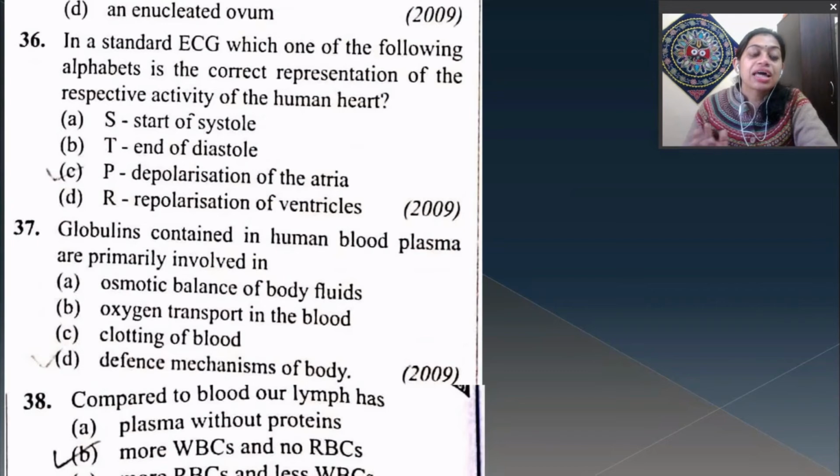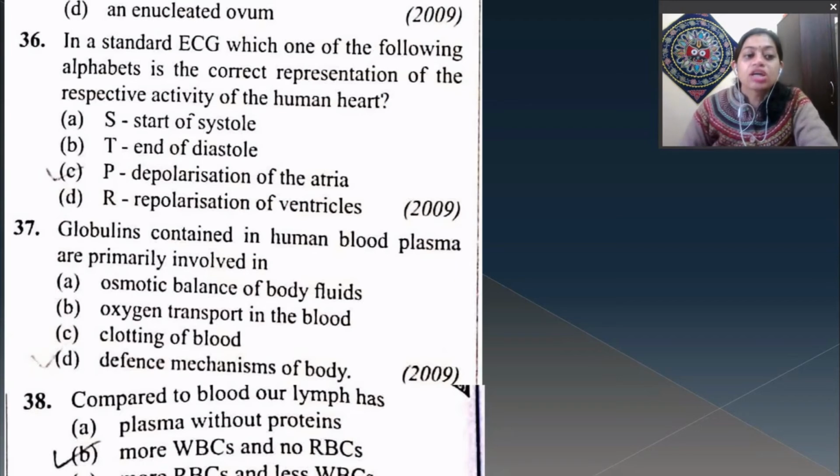Next is, in a standard ECG, which one of the following alphabet is the correct representation of the respective activity of the human heart? तो ECG बहुत ही important है, इसको अच्छे से पढ़ना है, right? क्योंकि बहुत सारे question ECG से आता है. S is start of systole, T end of diastole, P is depolarization of atria. So this is the right option. Only R is depolarization of ventricle.